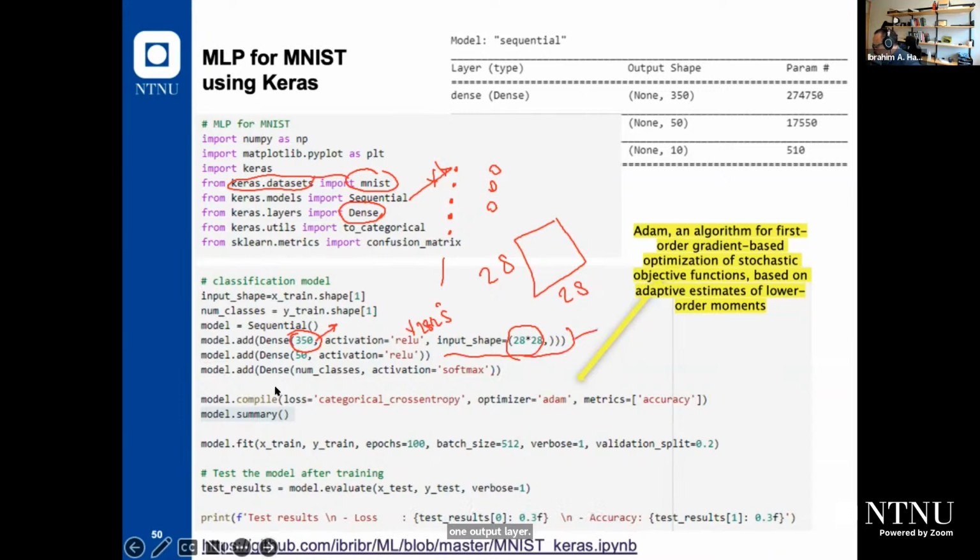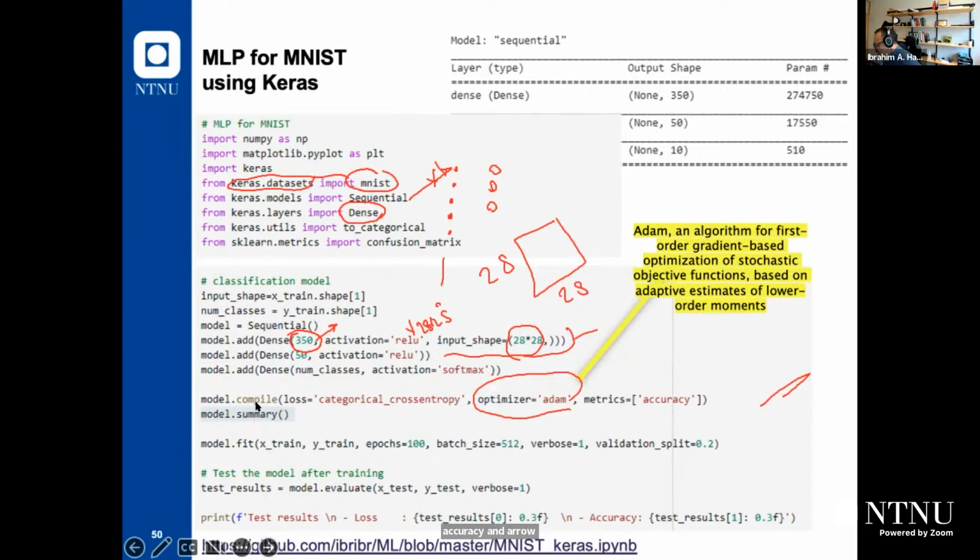You need to compile this model. You need to select the loss function. So the loss function will be categorical cross entropy because we have 10 classes. For the optimizer, we use the Adam optimizer here. If you want to use another, it's okay. And the metrics will be accuracy, for example.